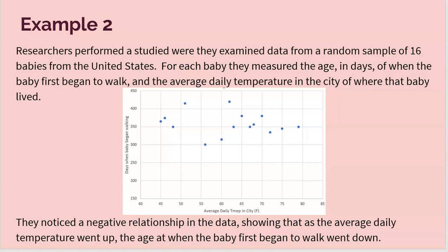And they did notice a negative relationship. It's not extremely strong, but it is slightly negative. And it does show that as the average daily temperature went up, the age when the baby first began to walk went down. In the previous videos, we talked about why this possible relationship could be. Warmer weather means less clothes. Less clothes means the baby has a little bit more freedom to move around and maybe could actually walk sooner.